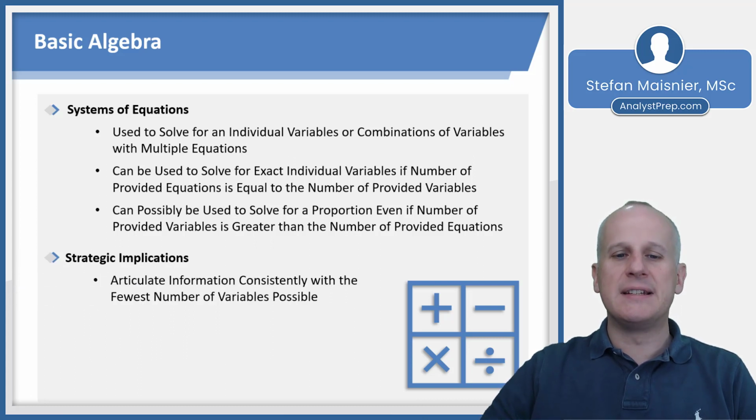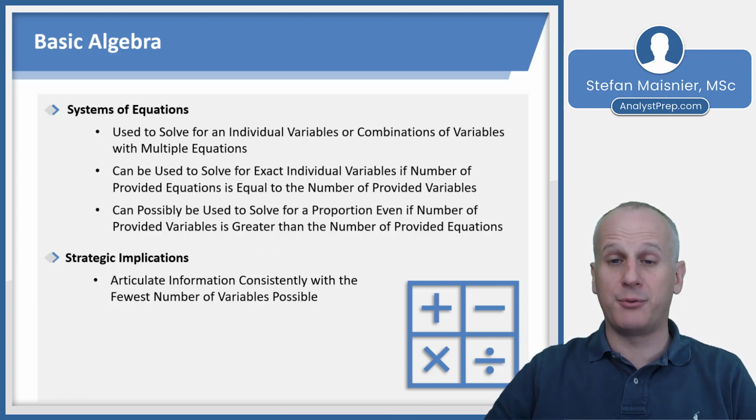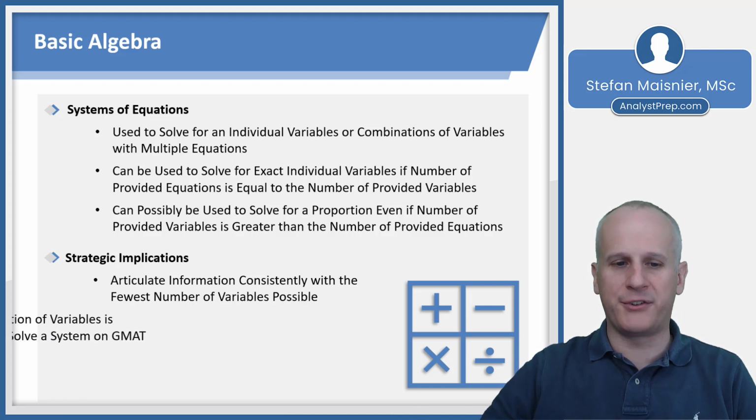Strategically here, with systems of equations, you want to make sure you articulate your information consistently with the fewest number of variables possible. So what does that mean? Well, if I've got nonfiction books plus fiction books equals total books, I don't want to consider 3 different variables. I want to have N for nonfiction, F for fiction, and just consider my total as N plus F, rather than introducing a third variable of the total. Always try to articulate your information with as few variables as possible. Few unique variables, that is.